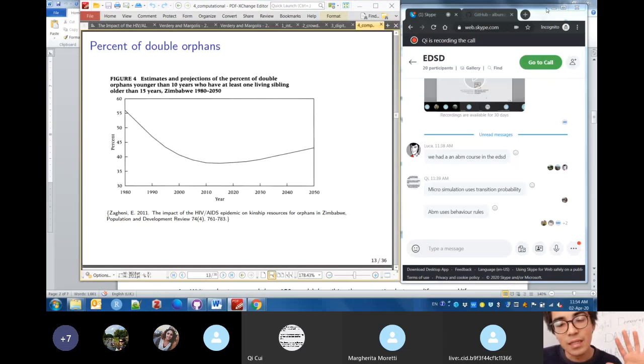And this is the last figure that I wanted to mention. Now in the y-axis, we have the number of living uncles and aunts, and we see how this number recovers. So there was a fall in the 1980s, and then it recovers after 2020.